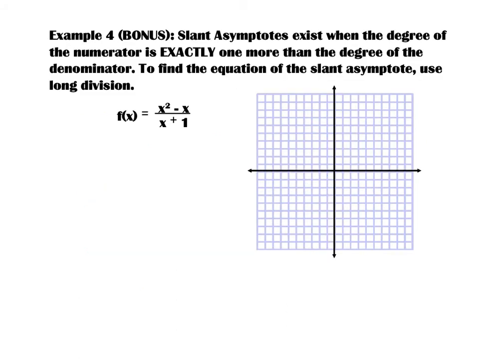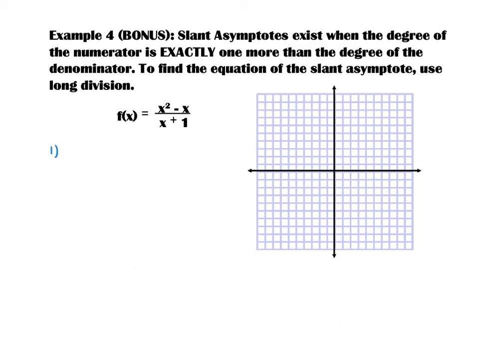Okay, guys, here's example 4. A slant asymptote exists when the degree of the numerator is exactly 1 more than the degree of the denominator. To find the equation of the slant asymptote, we'll end up using long division. So first, let's go through some of these steps. Find vertical asymptote, find some points. I'm going to find the slant asymptote kind of in the middle of all of that.